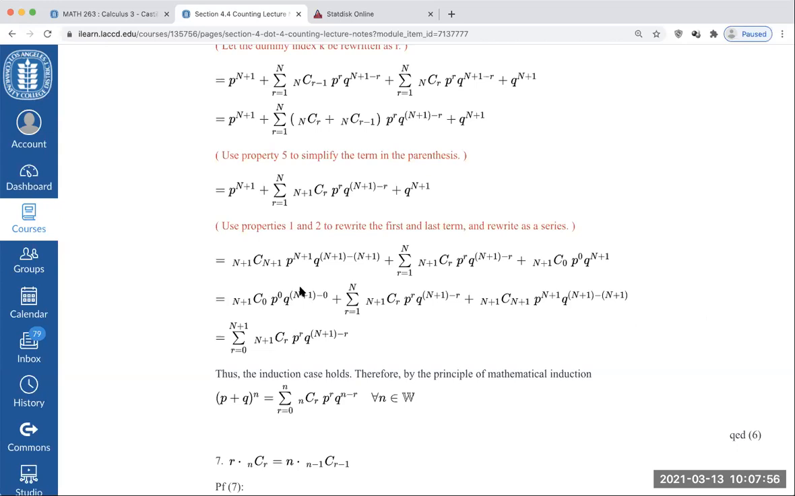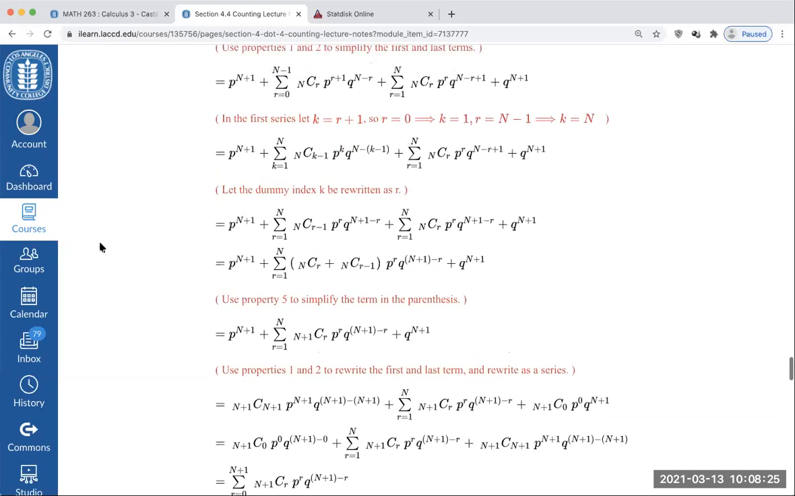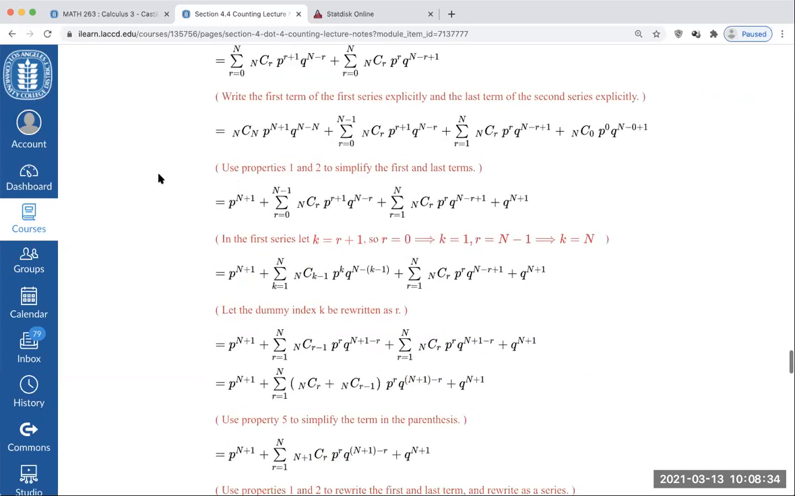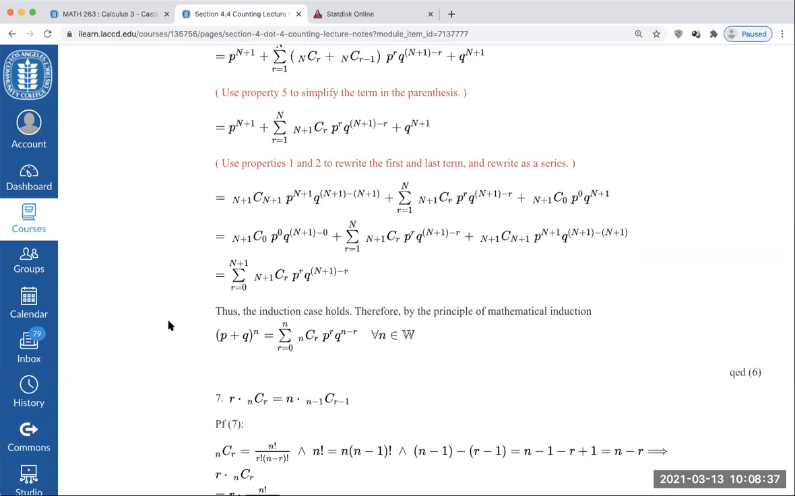But each of these are just terms in this series. So this is just the sum, r equaling 0 to capital N plus 1, (N+1)Cr, p to the r, q to the capital N plus 1 minus r. So when r is 0, that's this first term. When r is capital N plus 1, it's this last term. But this is just the same as this, where we replace capital N here by capital N plus 1. Therefore, the induction case holds.